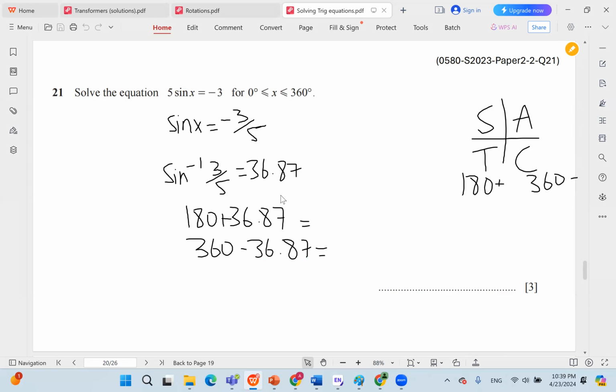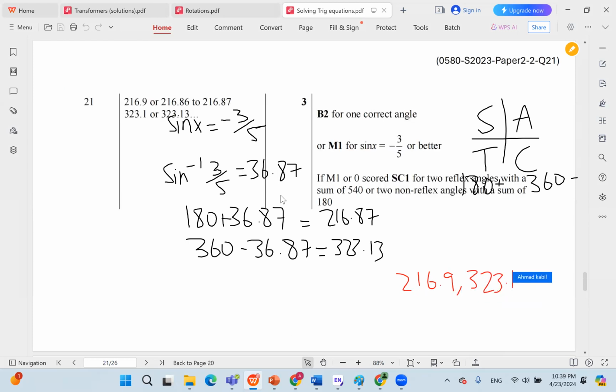180 plus 36.87 gives us 216.87. 360 minus 36.87 gives us 323.13. So to one decimal place, we can write them as 216.9 and 323.1. So these are the correct answers here as well.